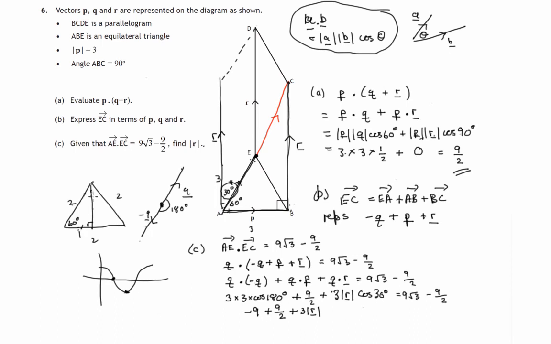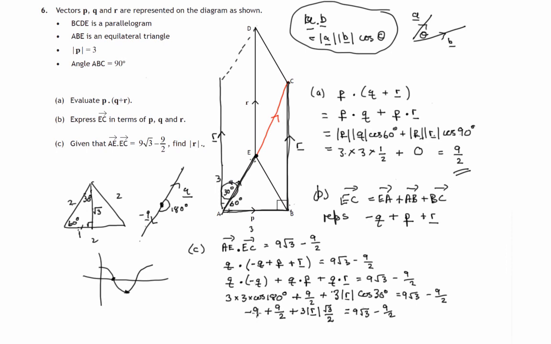Cosine of 30, let's go back up to this diagram. 30 will appear up here, and Pythagoras would tell us that this side is root 3. 2 squared is 4 minus 1 squared 1. 4 minus 1 is 3, root 3. Cosine of 30 is root 3 upon 2. That's the exact value of cos 30. And exact values are needed here. And that all comes to 9 root 3 minus 9 over 2.